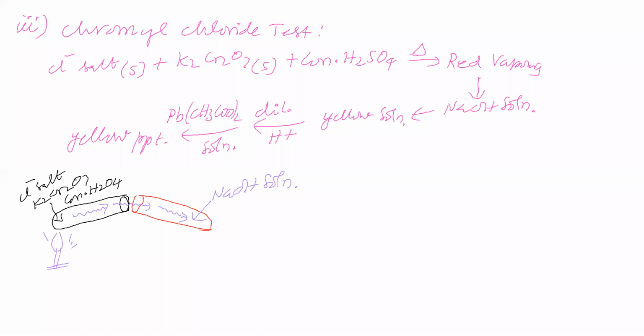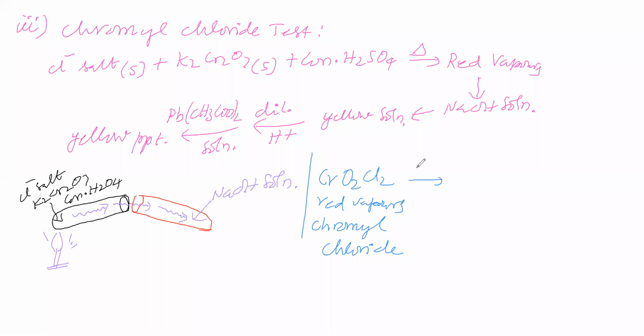What substance do the red vapors contain? CrO2Cl2. This is called chromyl chloride. These red vapors are nothing but chromyl chloride vapors. This chromyl chloride with the sodium hydroxide solution becomes sodium chromate. Sodium chromate is a yellow solution. Remember, all the alkali metal salts are quite soluble in water.